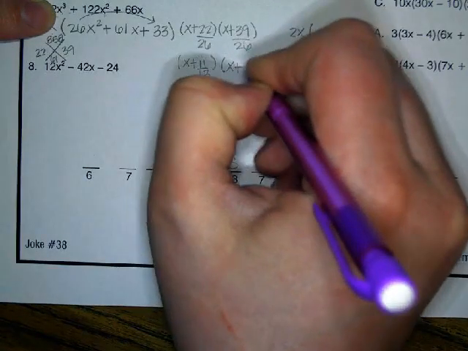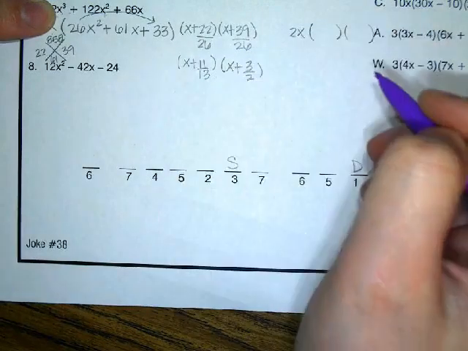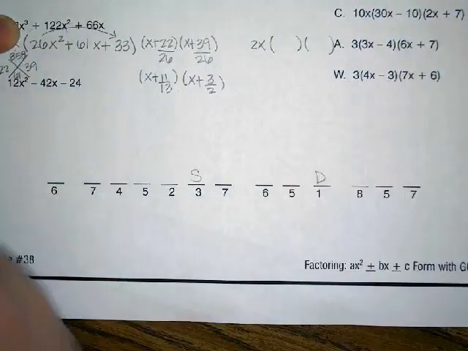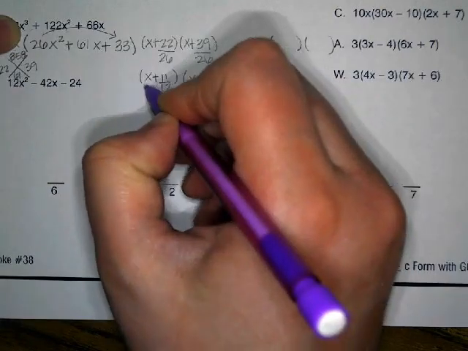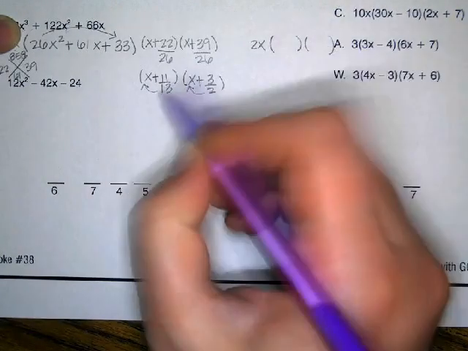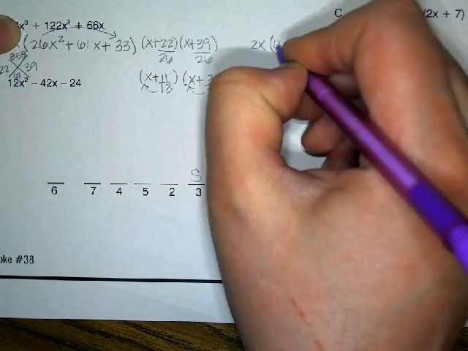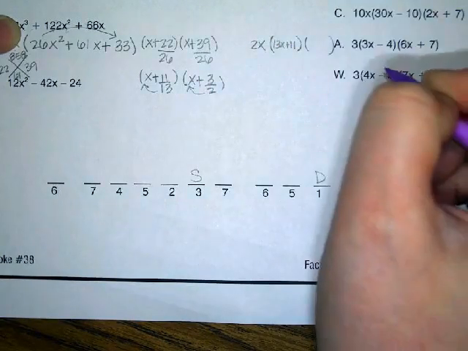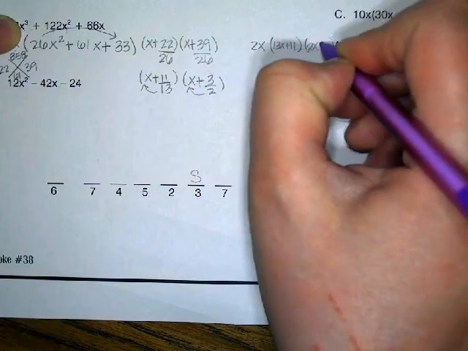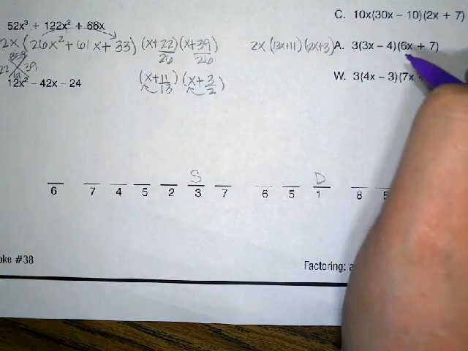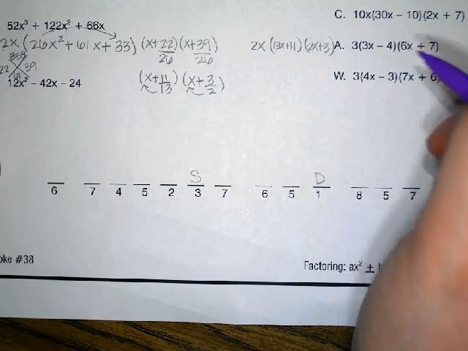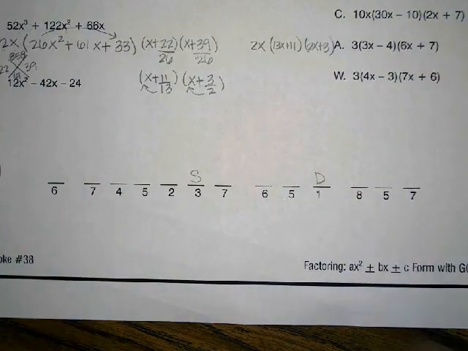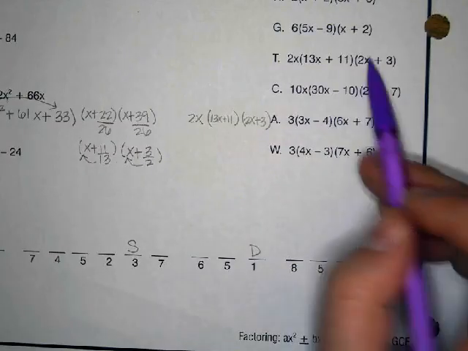Okay, and then what do we do with those reduced fractions? We do what? Bring the bottom up. So 13x plus 11 and 2x plus 3. And can you guys find what letter is our answer? T. Yep, right there. T. So number 7 is T.